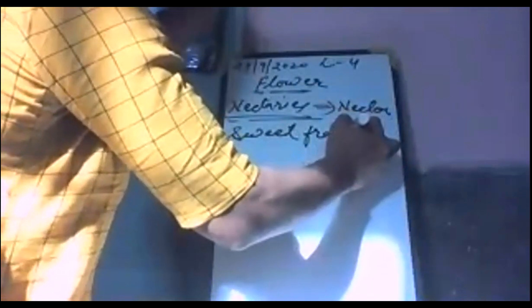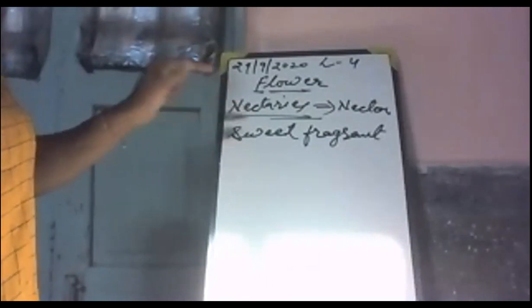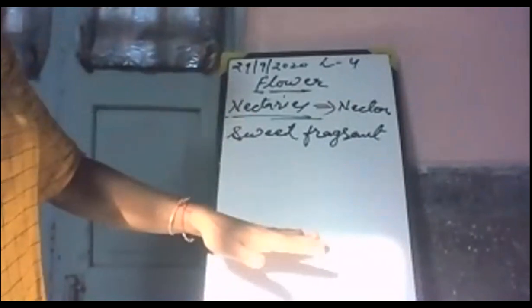That is known as nectar. This nectar is found in the nectaries. It is found at the base of the flower, near the stalk and thalamus. Nectar secreting cells are known as nectaries.